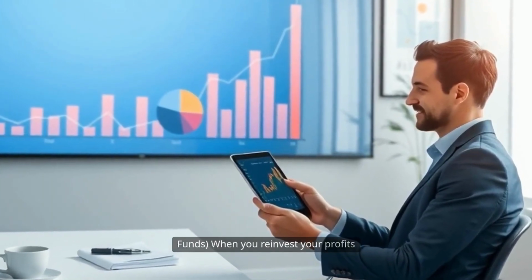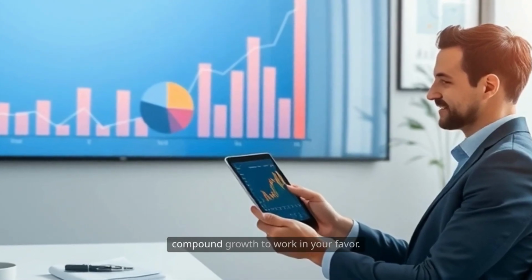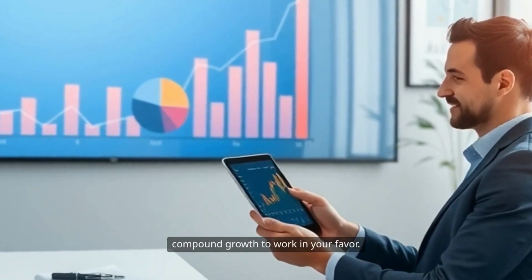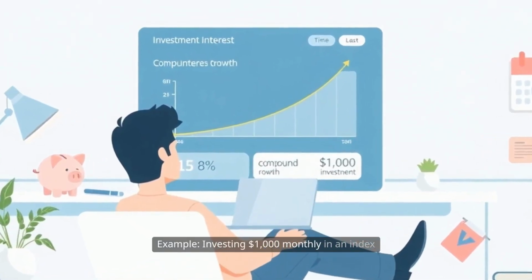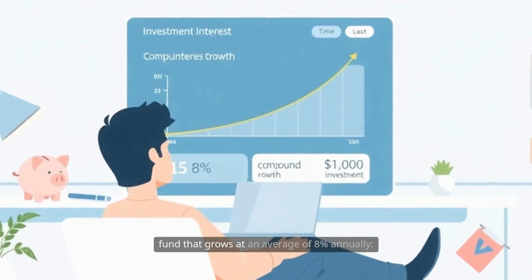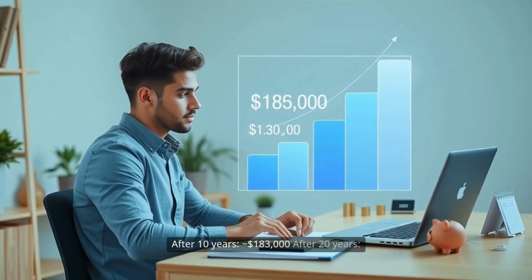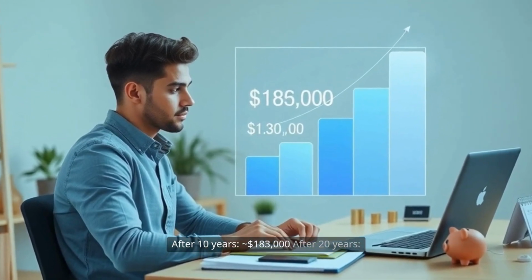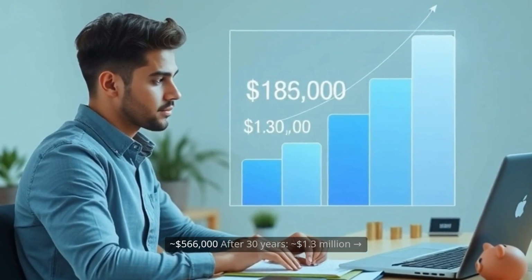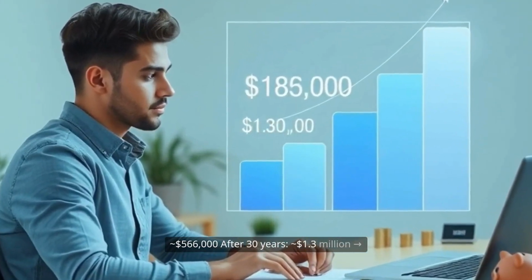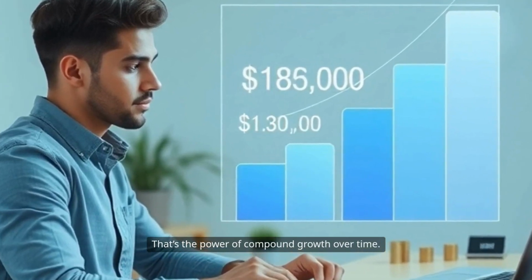When you reinvest your profits, dividends or capital gains, you're allowing compound growth to work in your favor. Example, investing $1,000 monthly in an index fund that grows at an average of 8% annually. After 10 years, $183,000. After 20 years, $566,000. After 30 years, $1.3 million. That's the power of compound growth over time.